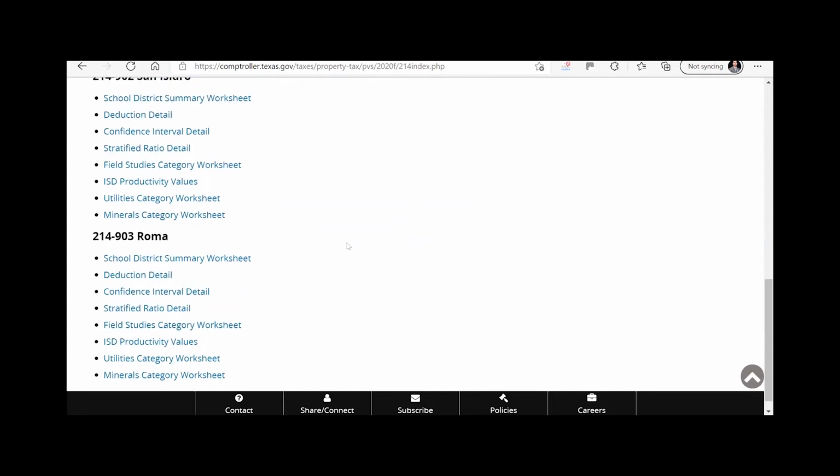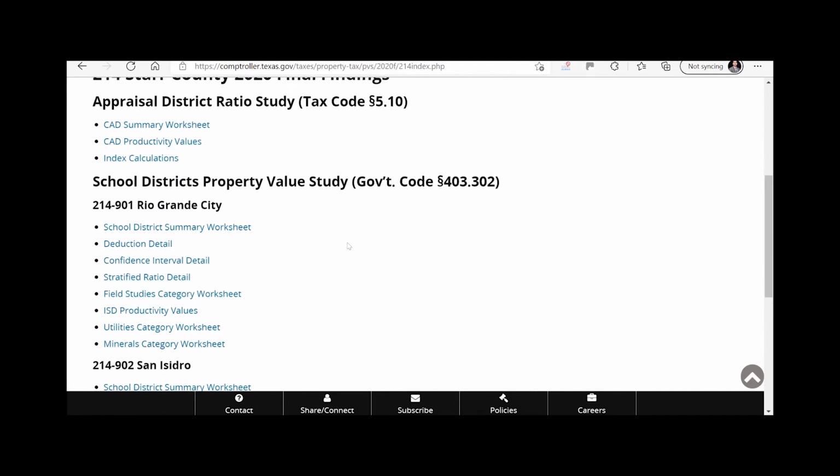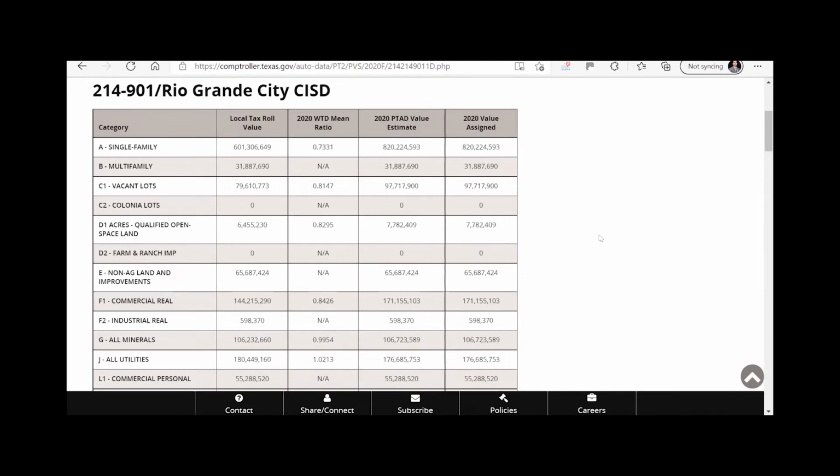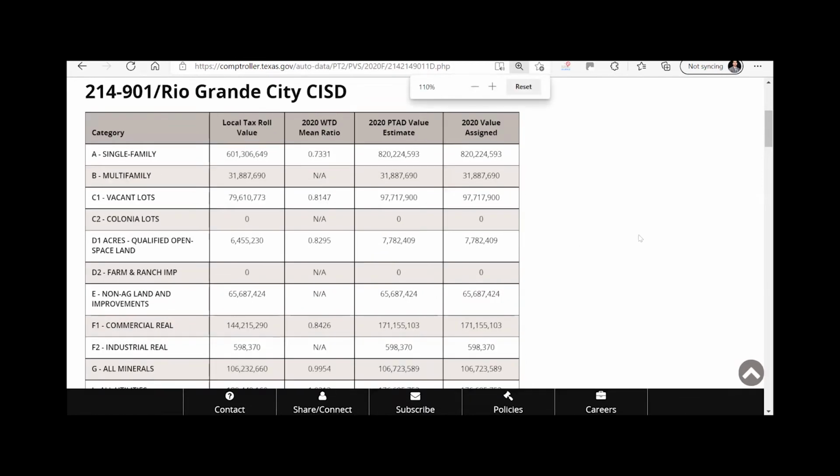If we look at a particular one, let's say for instance, the Rio Grande City, the very first one, the school district summary worksheet. I usually like to pay, you see, our ratios are low, so sometimes that's why I don't. But when I came in to work for Starr County in 2013, the ratio actually, like for Roma ISD, was 50%. And we've been trying to increase this, and I'll show you in the comparison how the market has been lately, that it's just been crazy that we haven't been able to keep up.